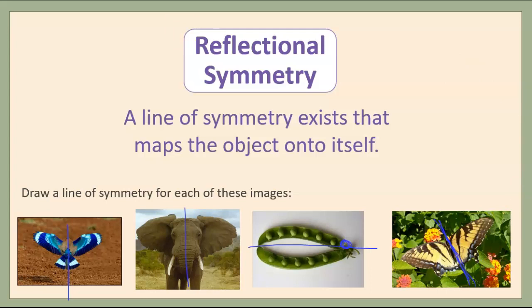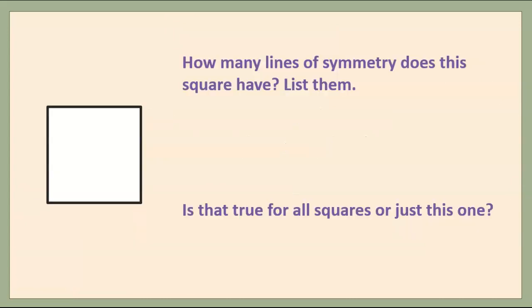So let's take this over to a polygon. How many lines of symmetry does this square have? Can you draw some? Where could we fold this square and have it line up with itself? Let's see. I think we could fold it in half that way. And we could also fold it in half that way.